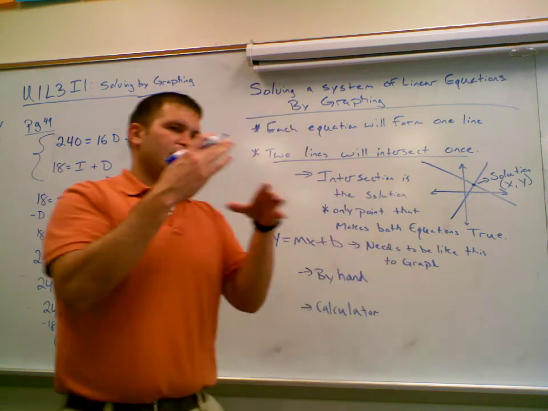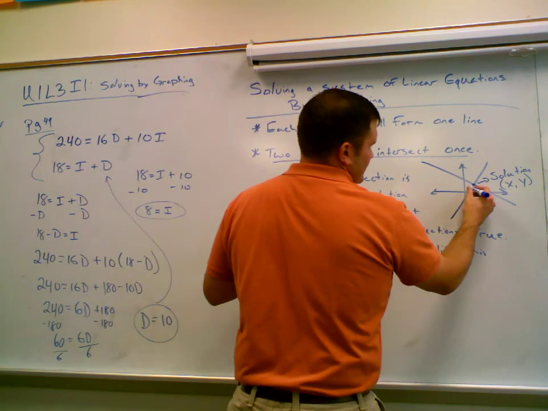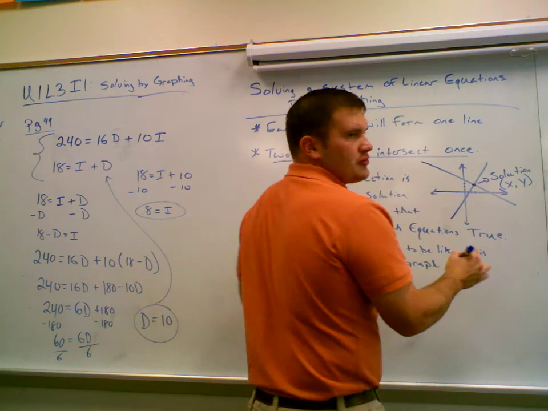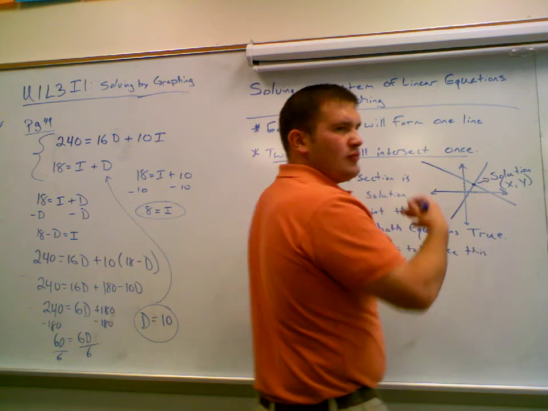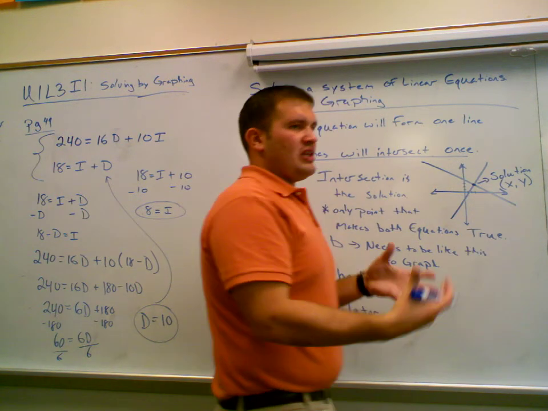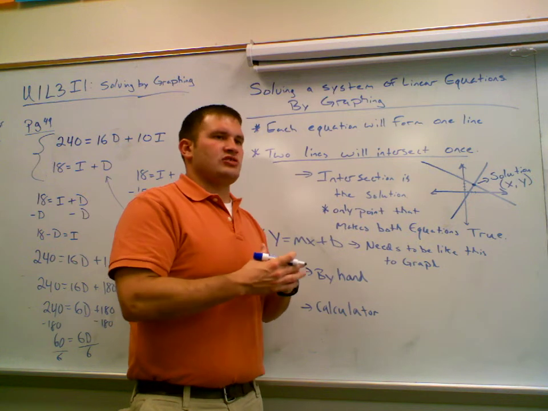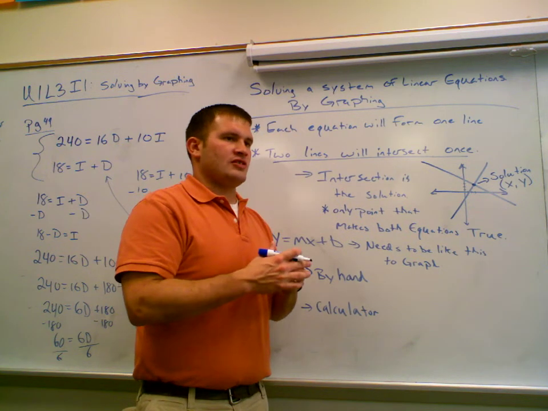Let's say this says 1, 2, 3, 1, 2, 3, so it crosses at 3, 3. Just because it crosses there when I graph it by hand doesn't mean that's actually where it crosses. That just could be the approximation that I got from graphing. Does that make sense? Okay.